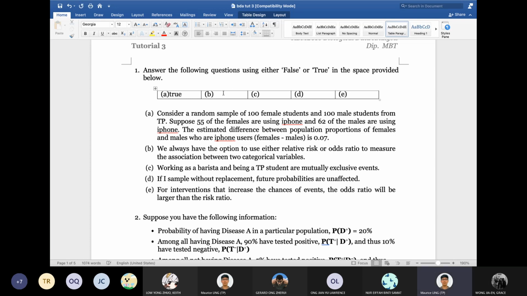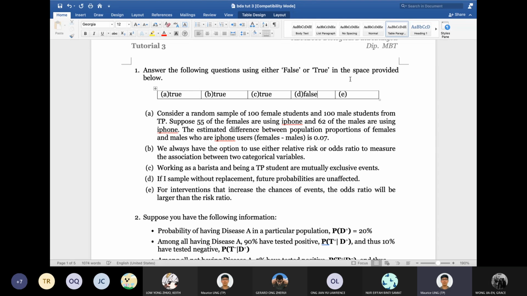So question 1, true, false? Yeah, of course. Somebody? It's actually true, because it's a difference in proportion. Difference is just minus. Yeah, correct.